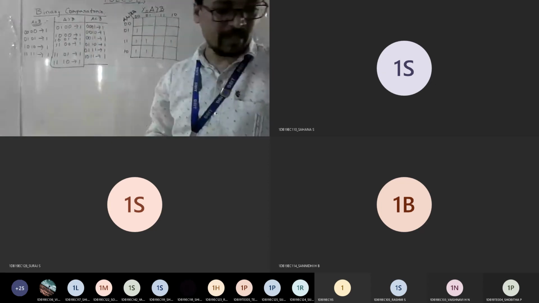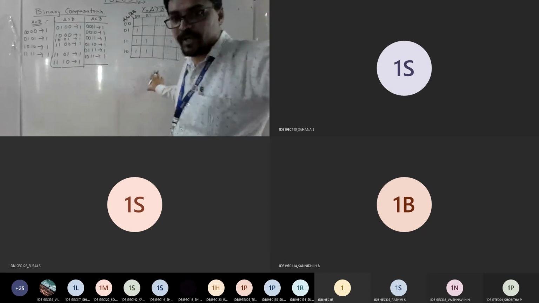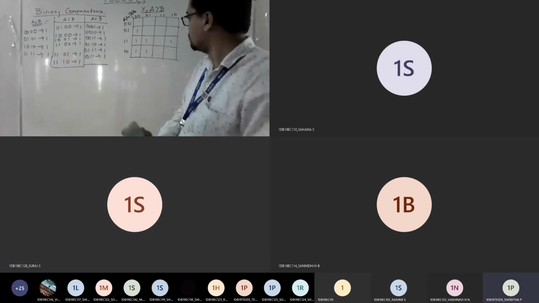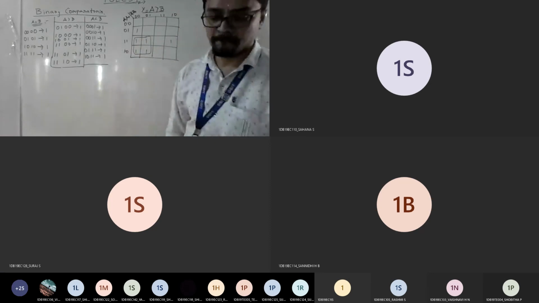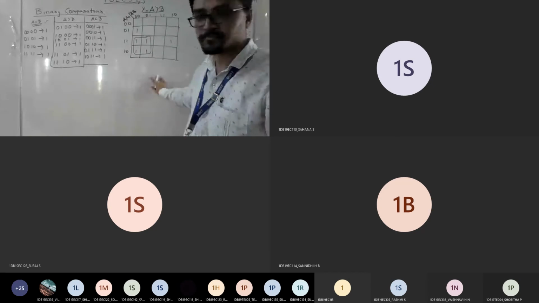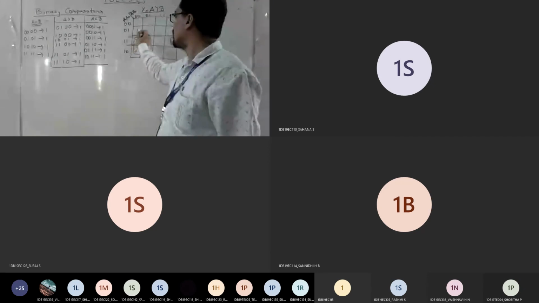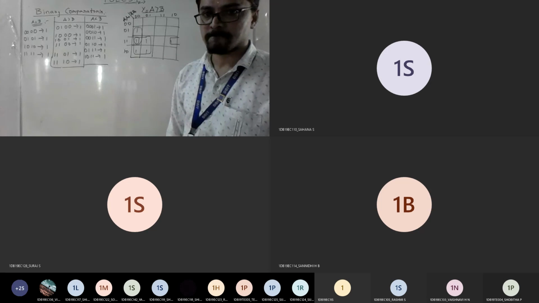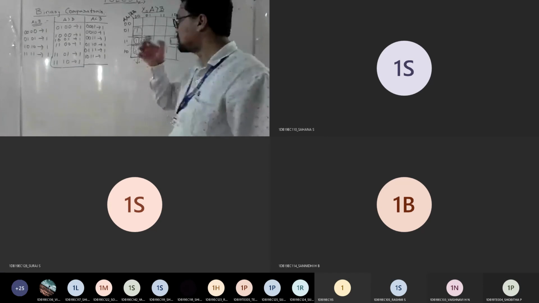This is your task now, the K map. How to group it? How many quads and how many pairs will you get? Only 1 quad. So this is a quad. How many pairs? 2 pairs. So I can take this combination as 1 pair and this combination as 1 pair. Agree? Yes, sir.